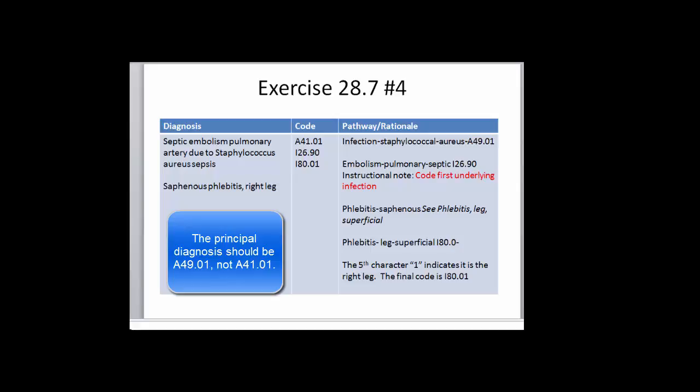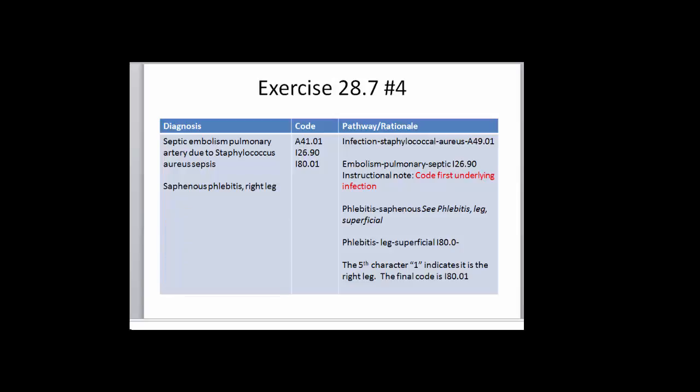Okay, let's look at this one. Exercise 28.7, number 4. Septic embolism pulmonary artery due to Staphylococcus aureus sepsis. That's the first diagnosis. And the second diagnosis, saphenous phlebitis, right leg.